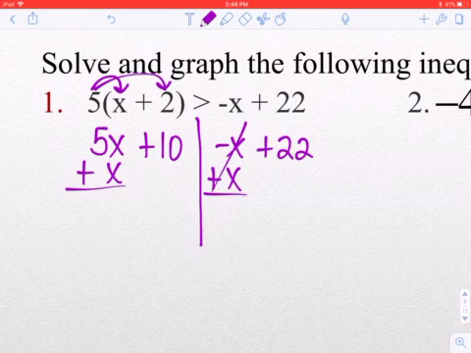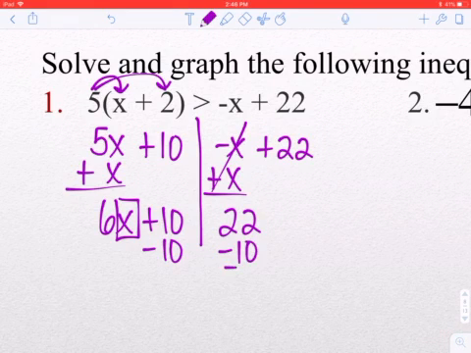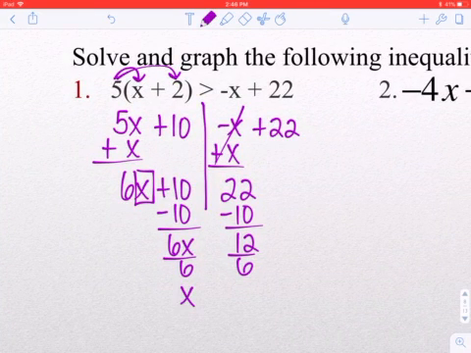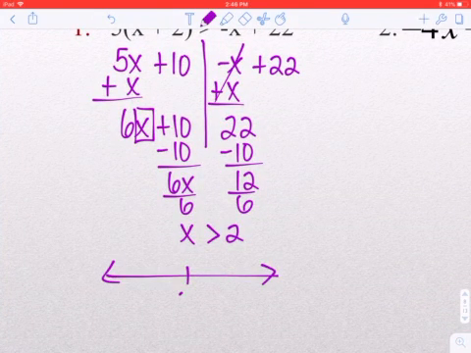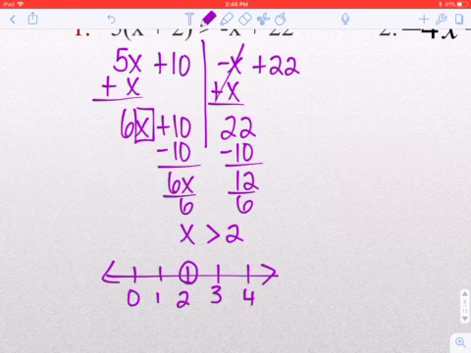The x's cancel on the right, and 5x plus x is 6x. Then you're going to bring down the 22 on the right. From here, we're trying to get x by itself, so we're going to subtract 10 on both sides. And then finally, you're going to divide by 6. Since I'm not dividing by a negative, I don't need to flip my sign. On my number line, I'm going to have an open circle. And x is everything greater than 2, so I shade to the right.